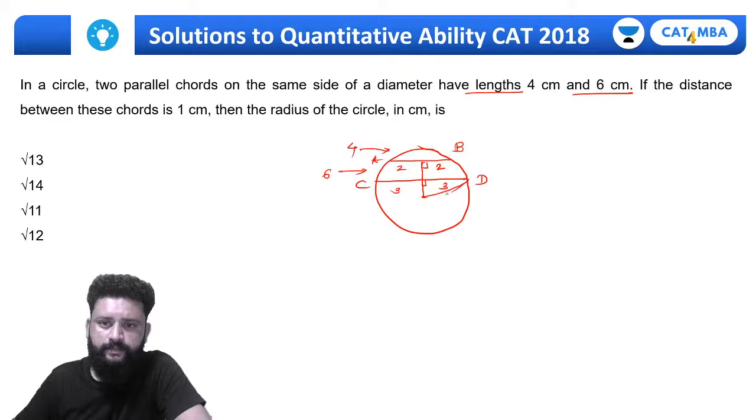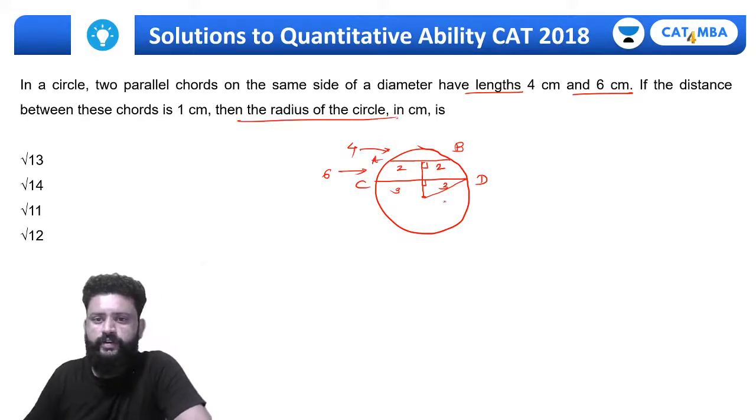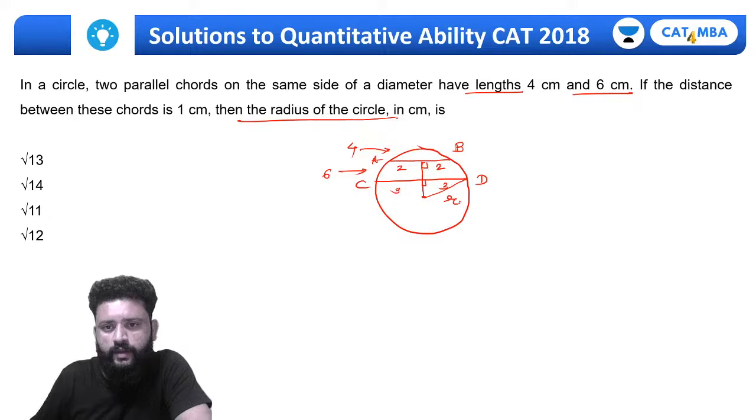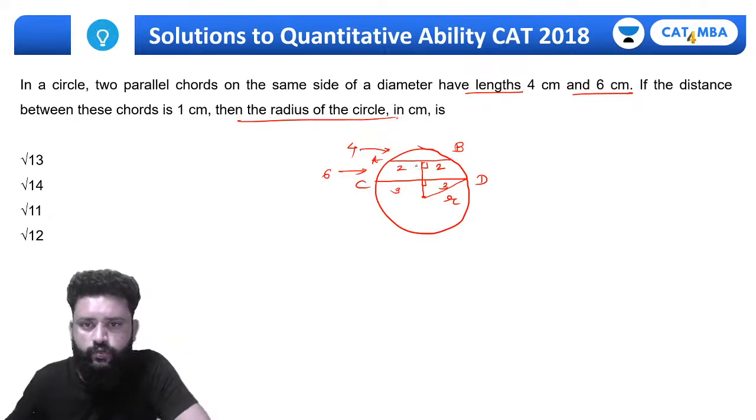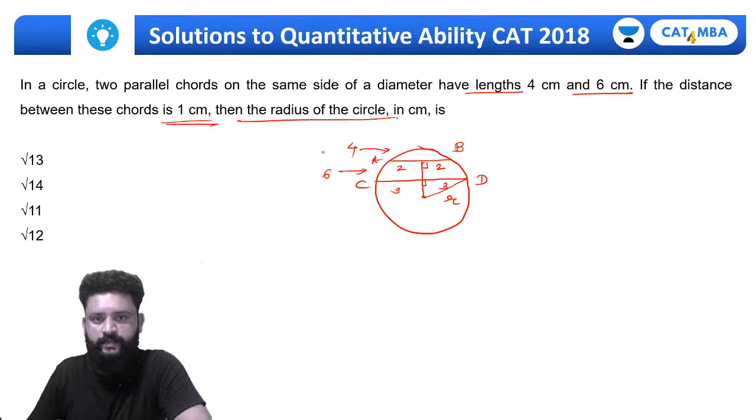This is R, the radius, and we need to find the value of R. Also, we know the distance between the two parallel chords is 1 centimeter. So this is 1. I'll just erase this.